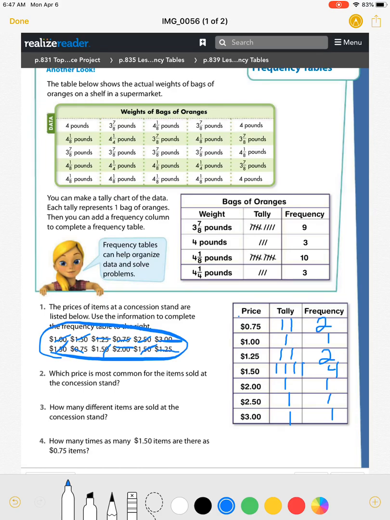Let's look at our question, the next question. Which price is most common for the items sold at the concession stand? So we see that phrase, most common. So that's like saying the most frequent. So which one had the greatest frequency? That's going to be right here, $1.50. It had a frequency of 4.